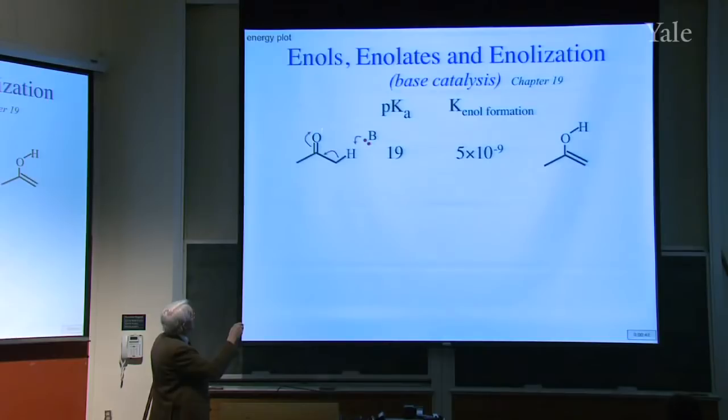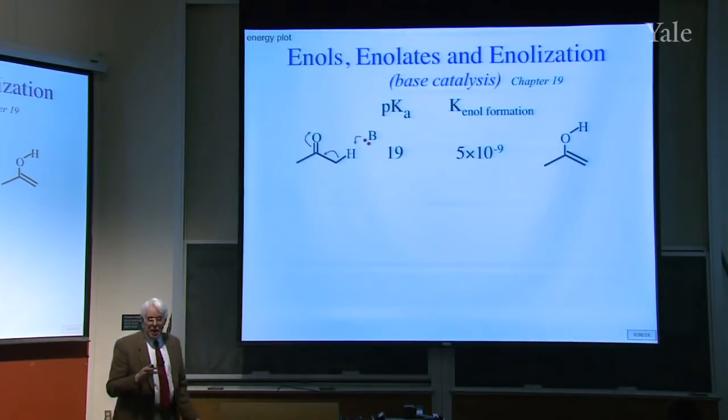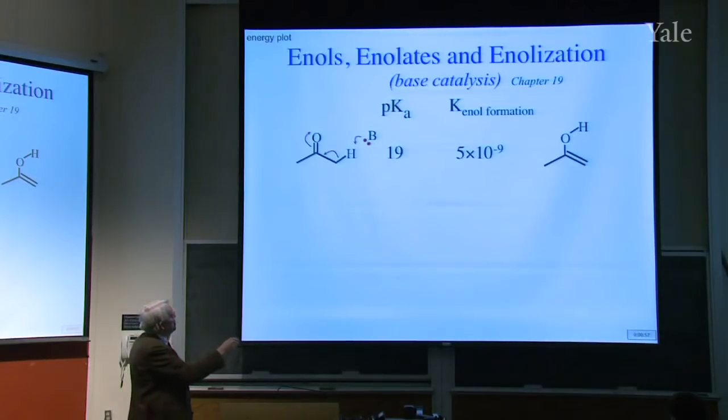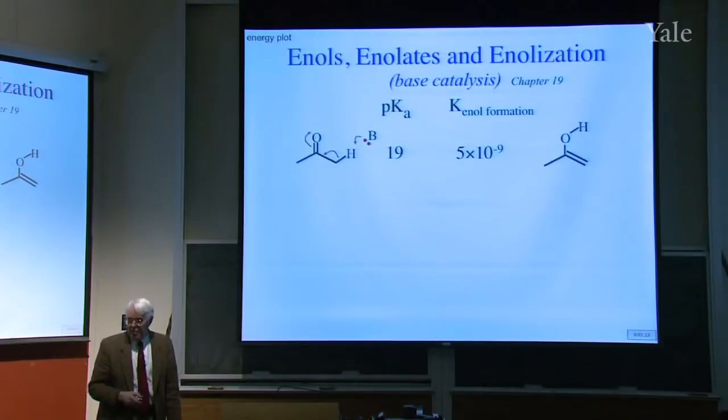Once you have the enolate with a double bond here and a charge on the oxygen, then you can put the proton on the oxygen and you have an enol. So another number that's interesting is the equilibrium constant between here and here, right? So this is for forming the anion. This is for the allylic rearrangement of the proton. So it's 5 times 10 to the minus 9th. So you're going to have very little enol compared to the ketone.